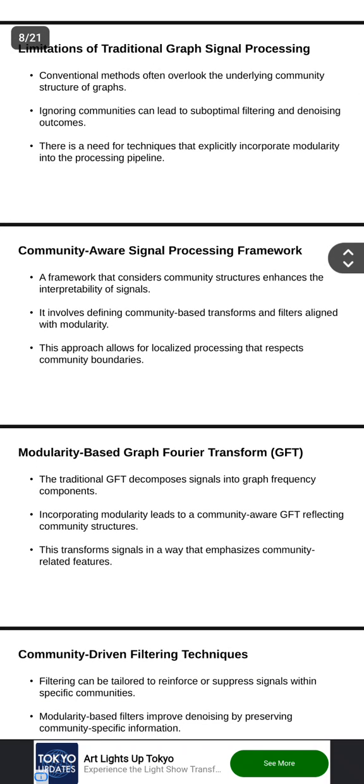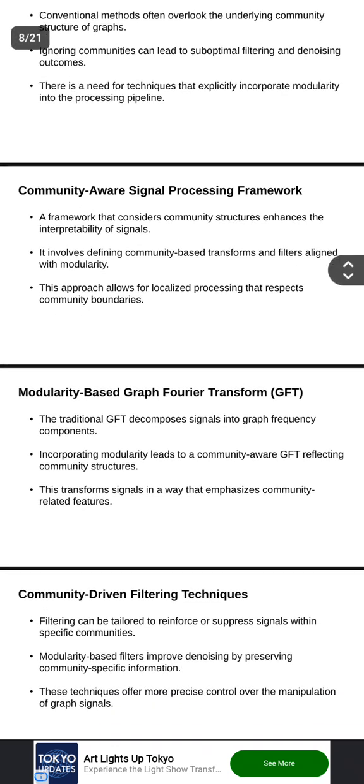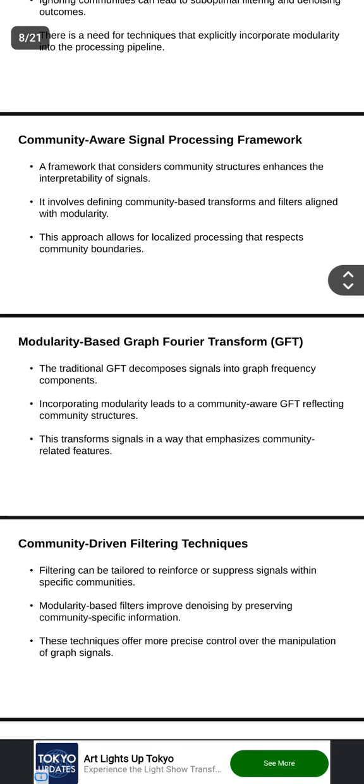Community aware signal processing framework. A framework that considers community structures enhances the interpretability of signals. It involves defining community based transforms and filters aligned with modularity. This approach allows for localized processing that respects community boundaries.